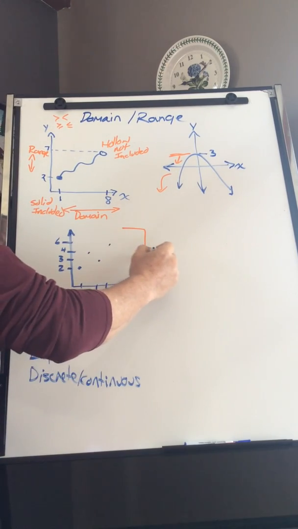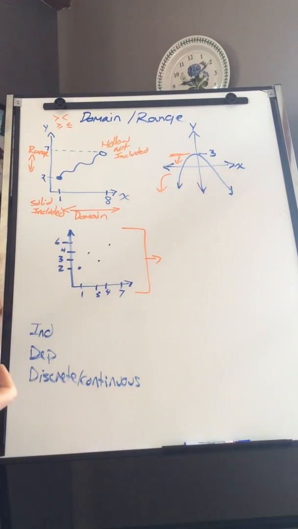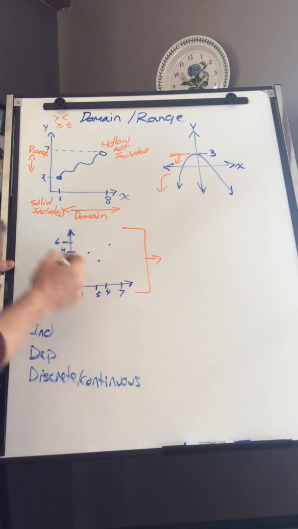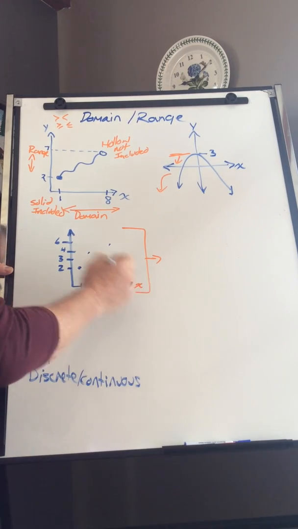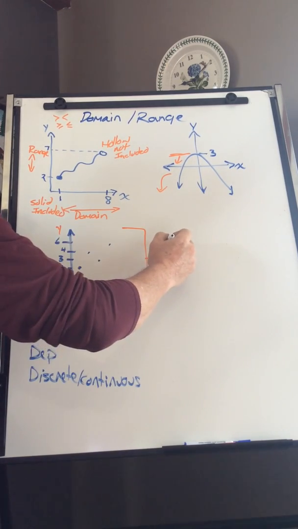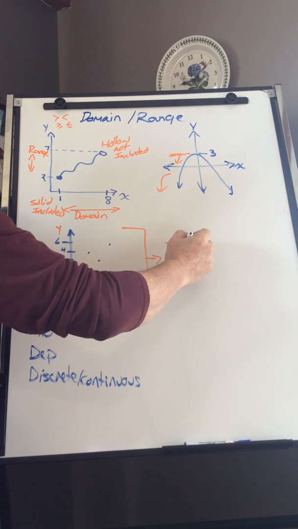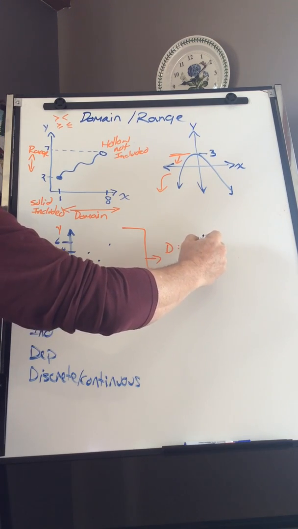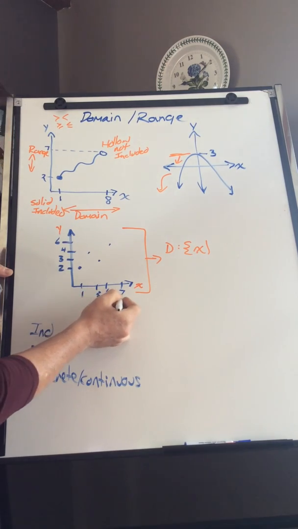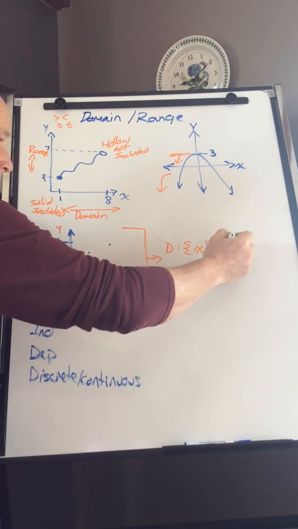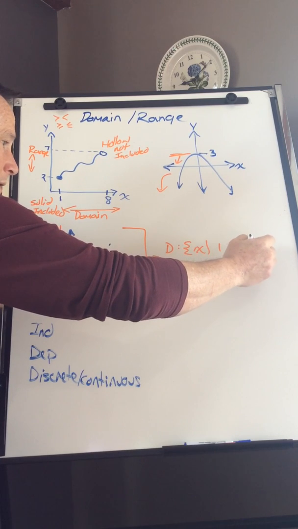Now, here, I have to go based on the dots. Because it's discrete, and it's just dots, I just have to write the dots. This is X, this is Y. So for my domain, which is my X, I just look at that. I've got a 1, a 3, a 4, and a 7. 1, 3, 4, 7.